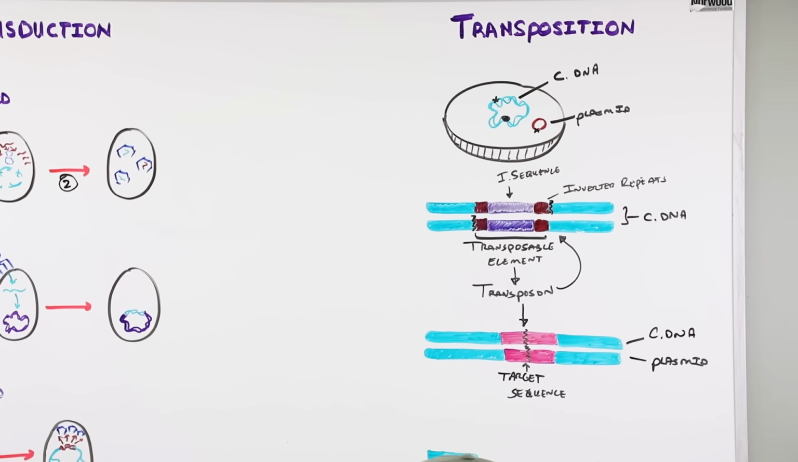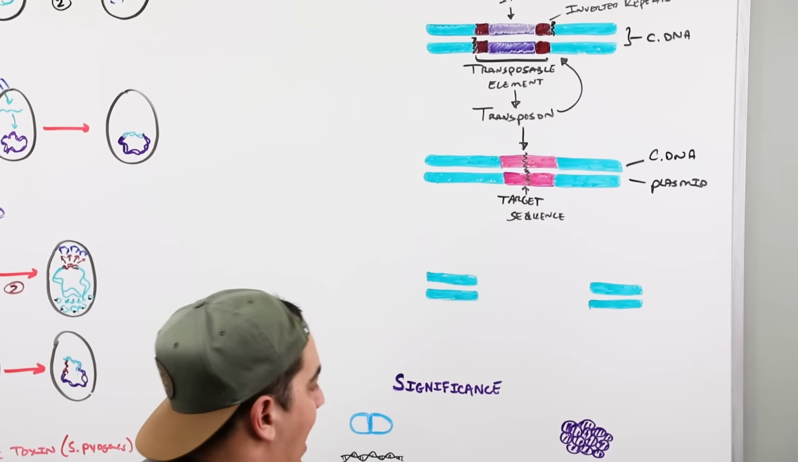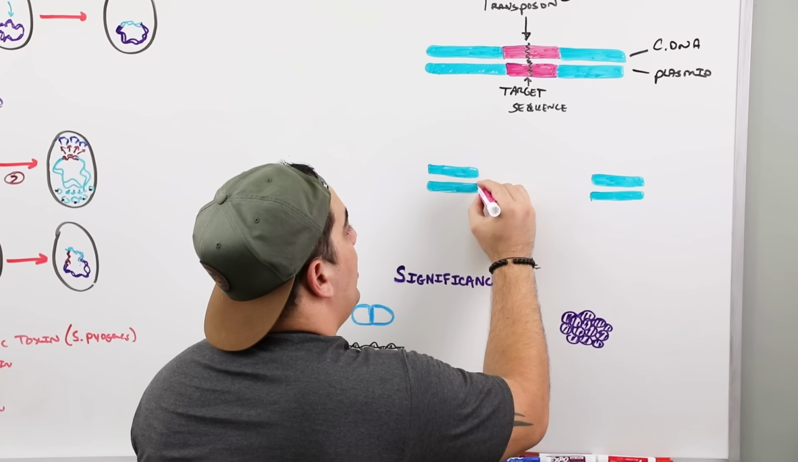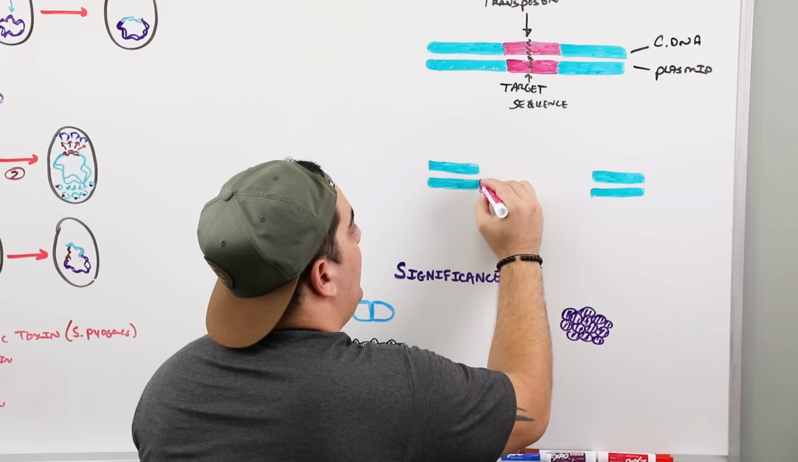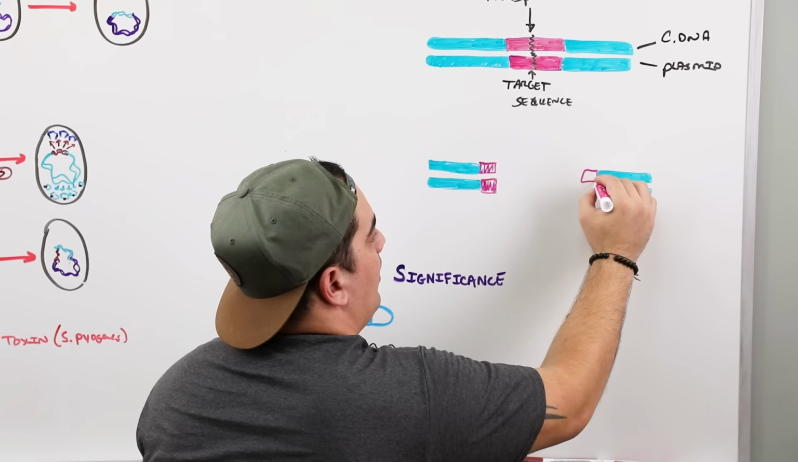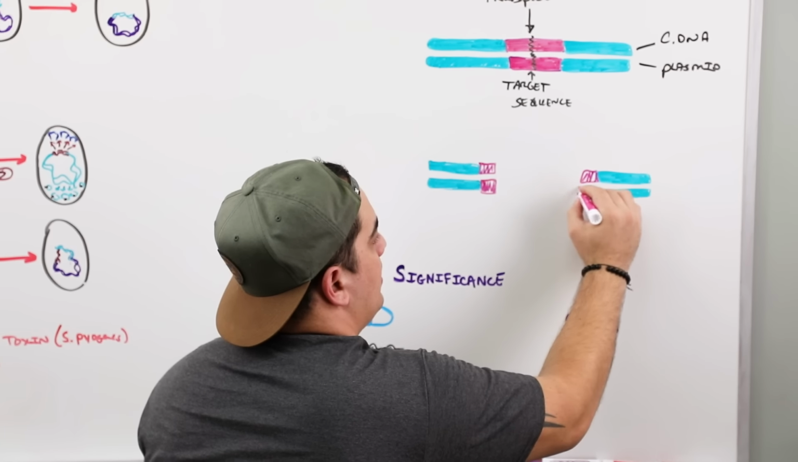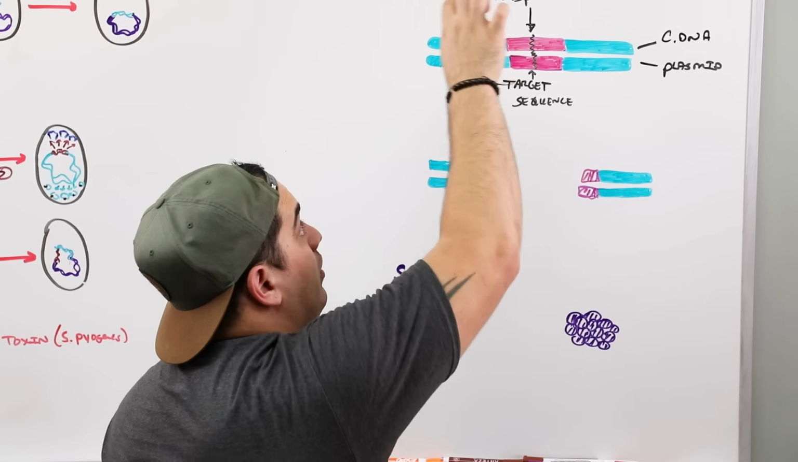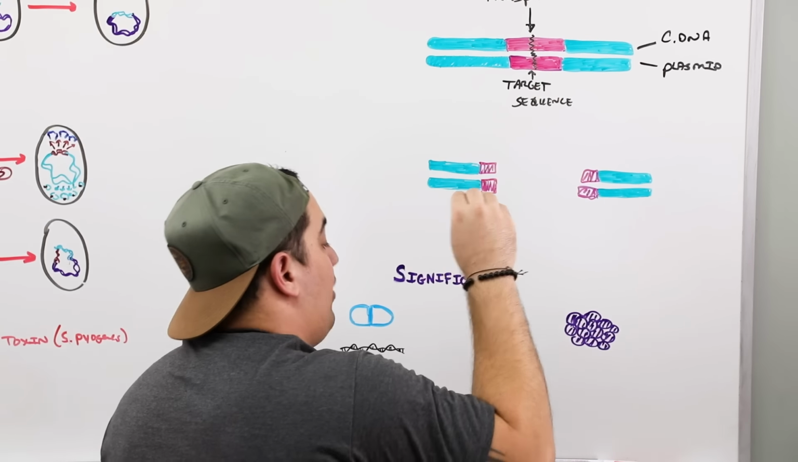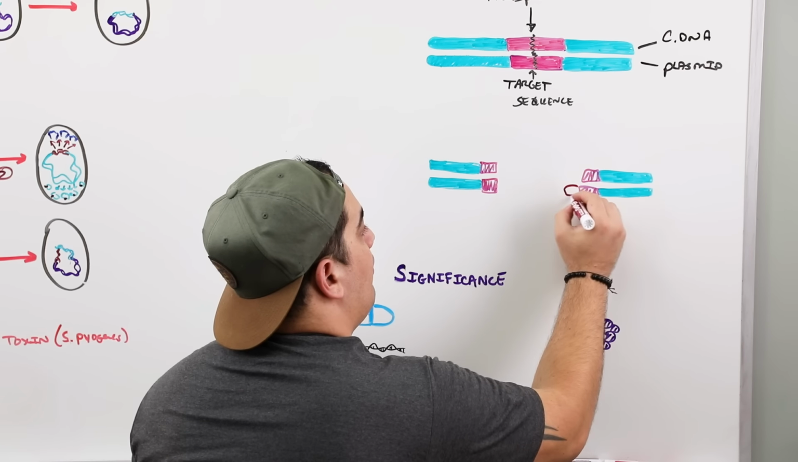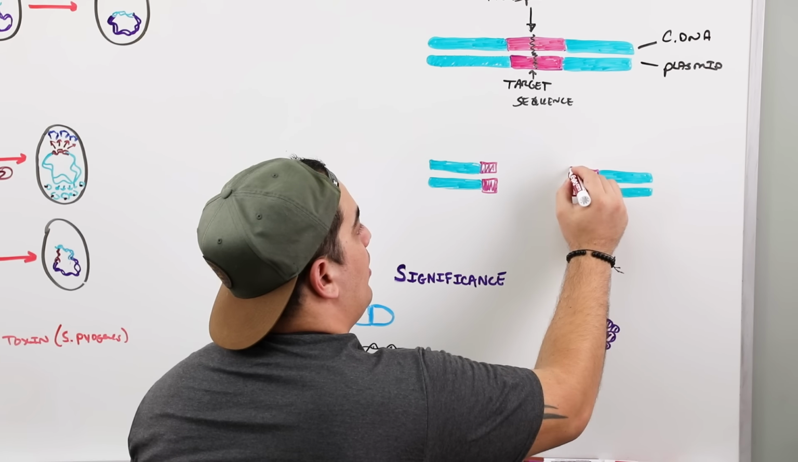So what does that look like as a result? As a result, I'll have the target sequence right here on the sides, because I made a little cut in the center of it. So there's my target sequences. Then I'm going to insert in the actual transposable element. And on the sides, what were there in maroon are the inverted repeats. So here's my inverted repeats.